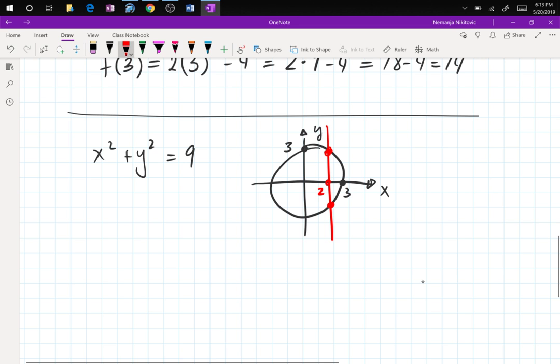Can you do calculus on the equation of a circle? The answer is yeah, but it's not nearly as easy and trivial as the regular functions that we are going to discover.